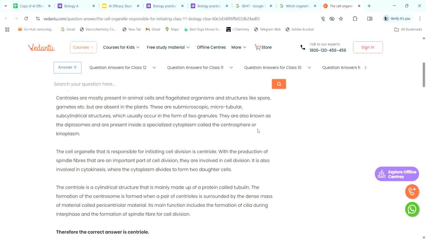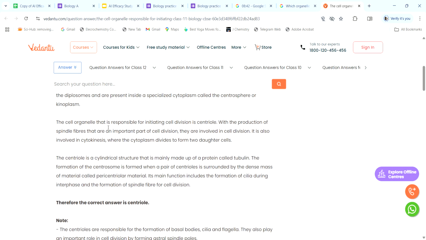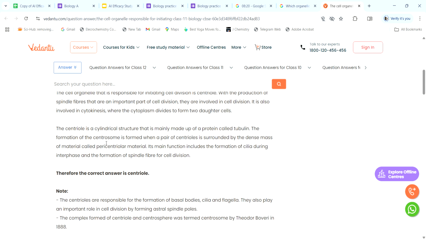The cell organelle that is responsible for initiating cell division is the centriole. With the production of spindle fibers, which are an important part of cell division, they are involved in cell division. So it is involved in cytokinesis, where the cytoplasm divides to form two daughter cells. The centriole is a cylindrical structure that is mainly made up of a protein called tubulin.